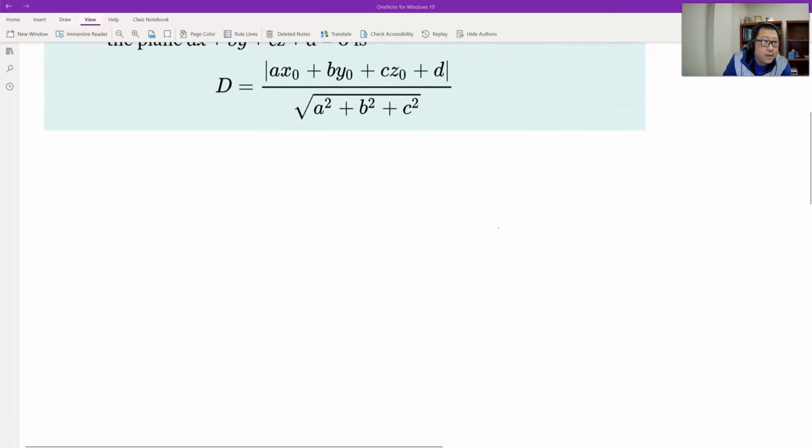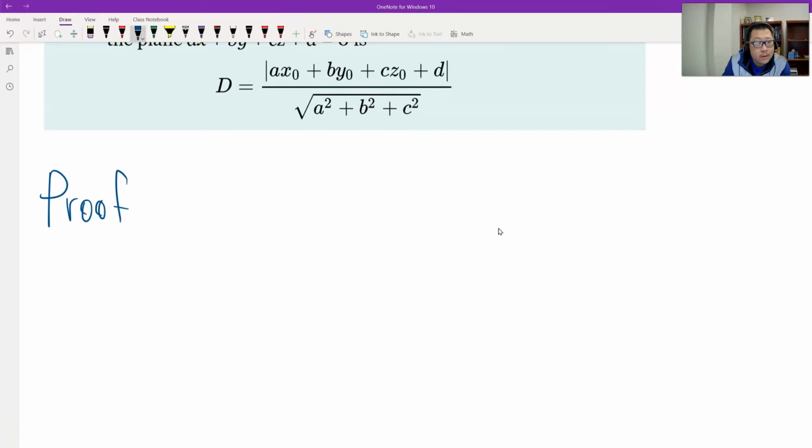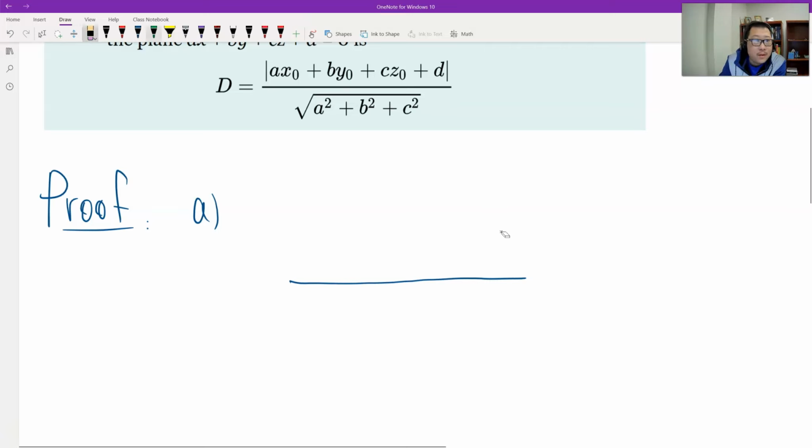So first, let's say A, which is the shortest distance of a point to a straight line. Let me draw a graph for you. First, let me draw a simple graph to show you the idea. This is a line. I use L to describe it.